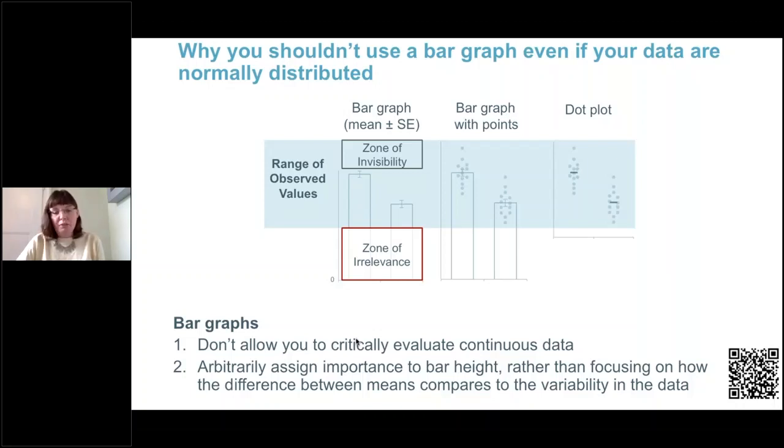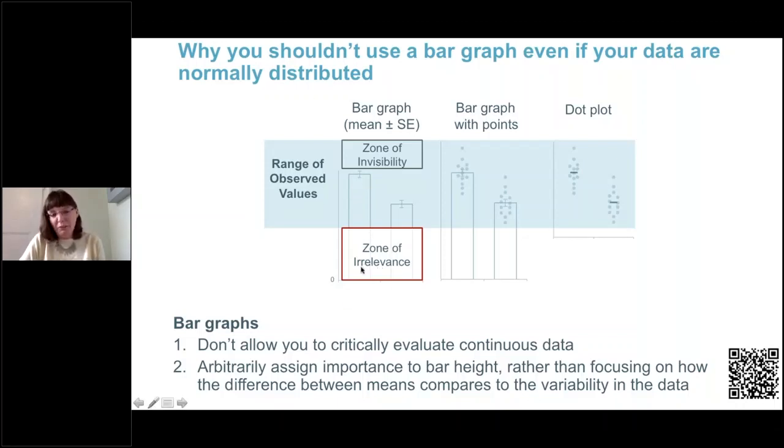The other issue that we have is that the bar graph often distorts our perception of the range of observed values. And so here on the left, you can see we have a bar graph showing mean and standard error. And we have a large zone at the bottom of the graph where there don't happen to be any data points. Now, with some data sets, you will have a zone like this because the values around 0 simply aren't values that are biologically possible or physiologically meaningful. In other cases, you won't have this zone because the values around 0 are possible. But we like to call this the zone of irrelevance.